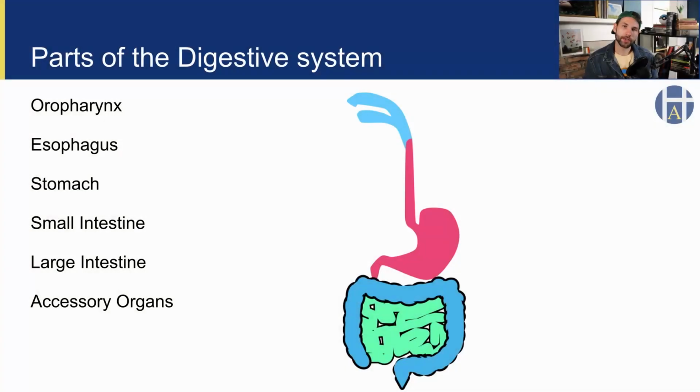The major parts of our digestive system are our oropharynx, the esophagus, the stomach, our small intestine, large intestine, and of course we can't forget about our accessory digestive organs, which secrete our enzymes that we need for digestion, such as the pancreas. To start things off, let's talk about what I struggled with as a child: chewing our food.